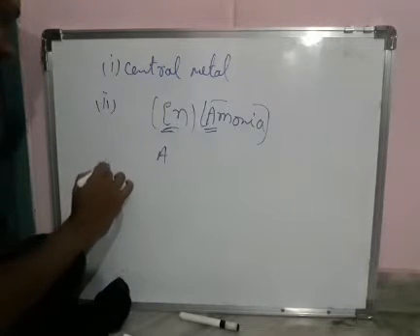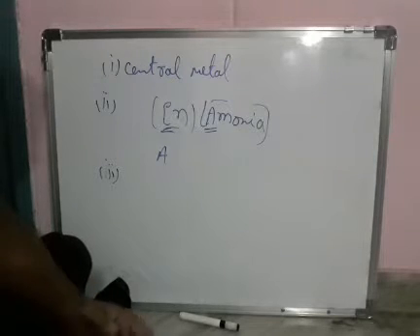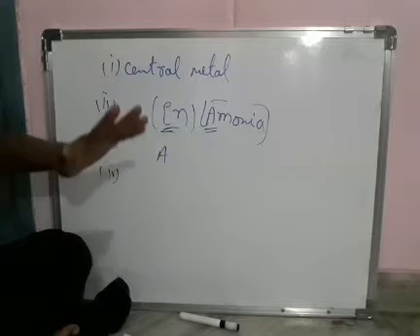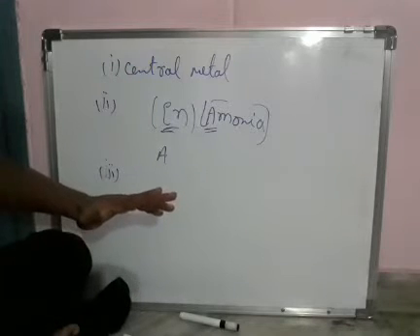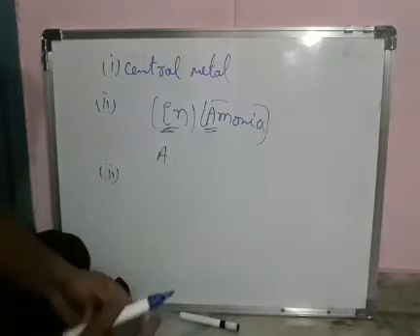And the third point: when we write the central metal atom and ligands, they must be enclosed within square brackets.